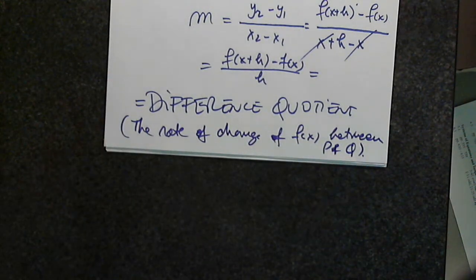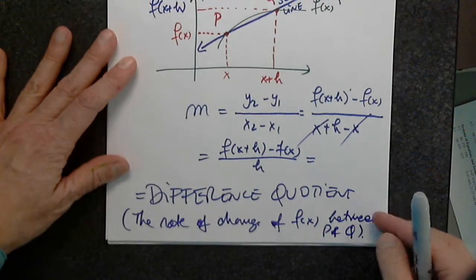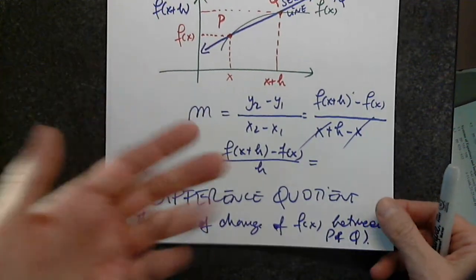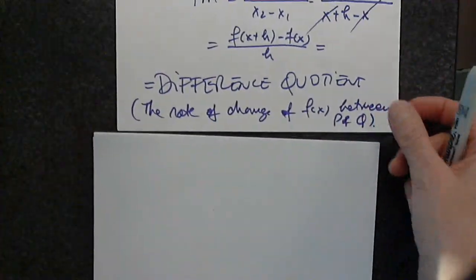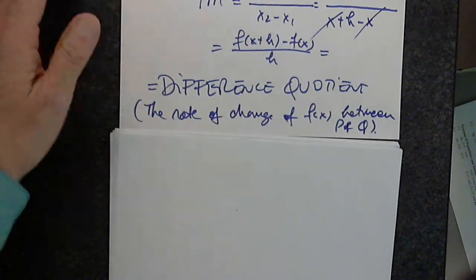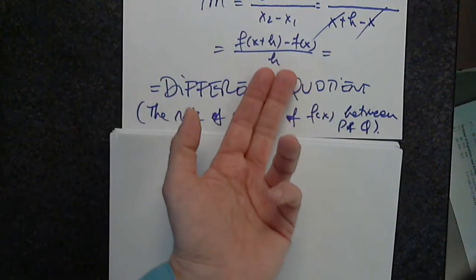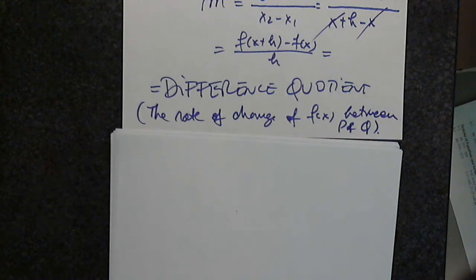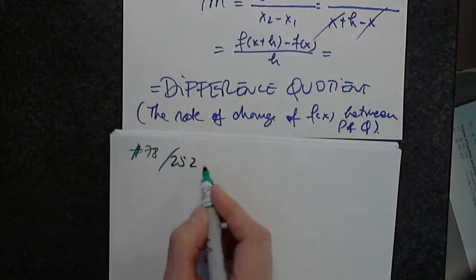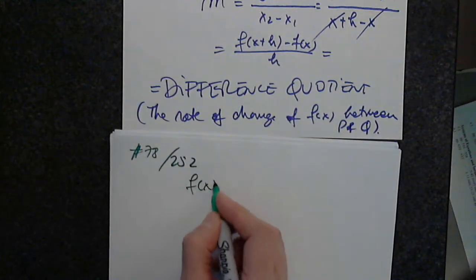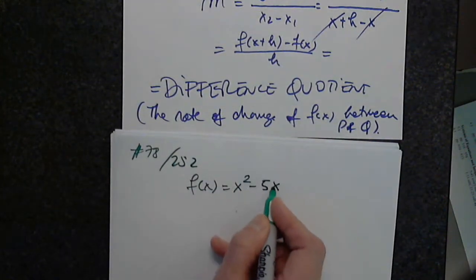You do not need to memorize it. It will be given to you. In this class, you don't have to memorize it. Our next step is to choose several functions and determine the difference quotient. So you're not required to memorize this formula. It will be given to you. But let's apply it to several functions. Let's say problem 78 on page 252. And the function is x squared minus 5x plus 8.